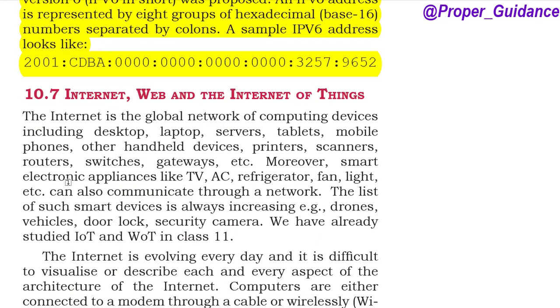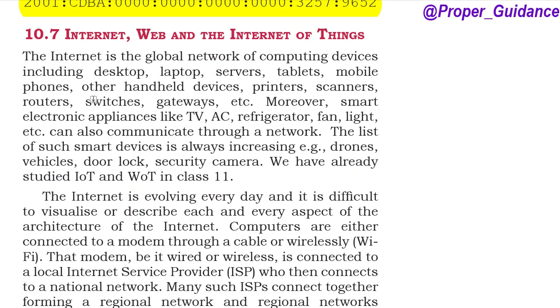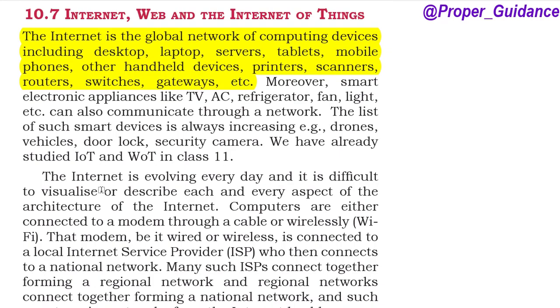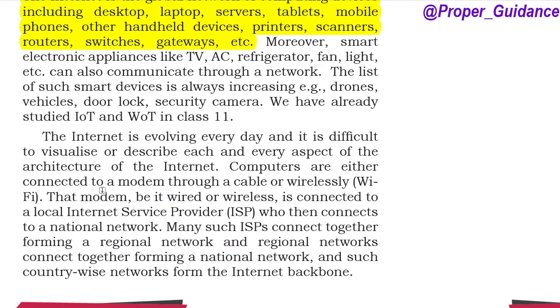Here comes the internet, the web, and the Internet of Things. The internet is the global network of computing devices, including desktops, laptops, servers, tablets, mobile phones, other handhelds, gateways, all these things. Moreover, smart electronic appliances like TV, AC, refrigerator, fan, light, etc. can also communicate through a network. The list of such smart devices is always increasing. Examples are drones, vehicles, door locks, security cameras, all these things. We have already studied IoT and WoT in class 11.